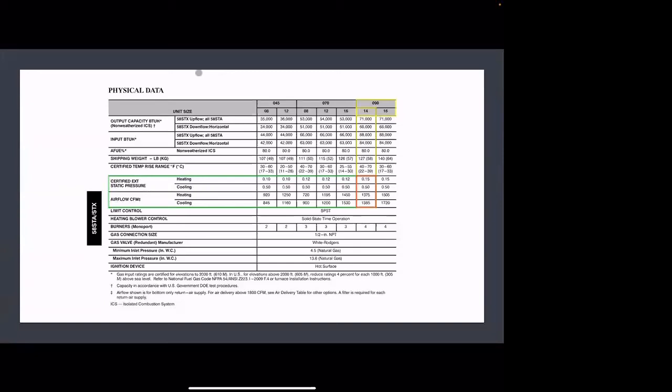So I like to pull the product data as well to show the homeowner. Here's the 58 STA. That's our model number of our furnace that we're working on. It's the 90,000 BTU. It's the dash 14. I can go down here to the bottom and go, what's my certified pressure or static pressure for heating and cooling on this unit? Scroll across here, and heating is 0.15.